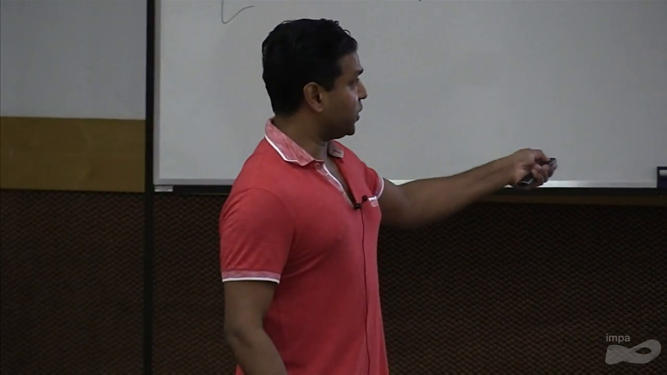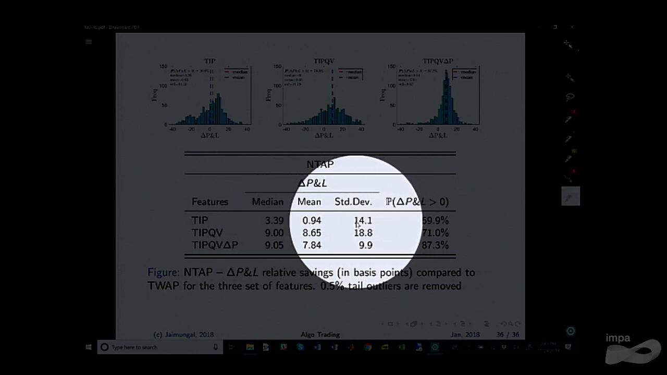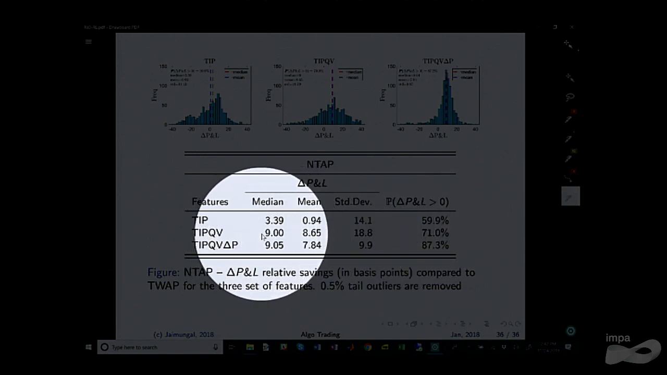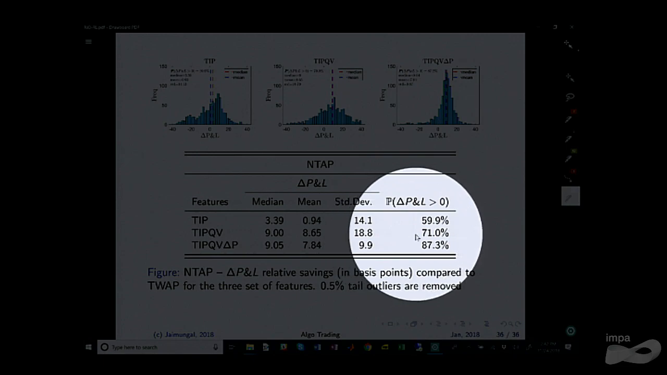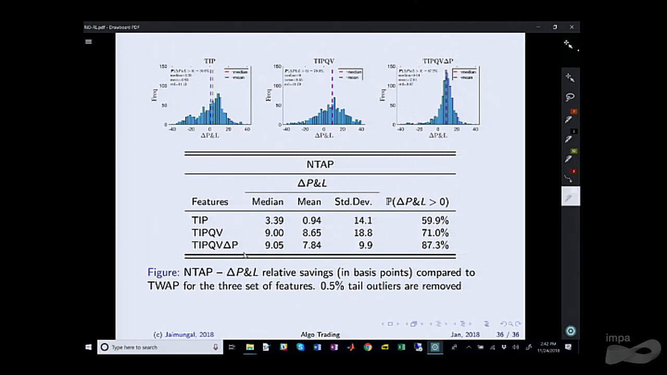And you can see if we use just time, inventory, and price, the median is 3.39, that's the mean, that's the standard deviation, and you win 60% of the time. If you include quadratic variation, that goes up quite a bit, and you beat 71% of the time. If you include the price change from the start of the day to the start of your trading, in other words, a measure of the trend so far for that day, then you increase a bit more, and you beat approximately 90% of the time. And up at the top are the histograms of that difference.